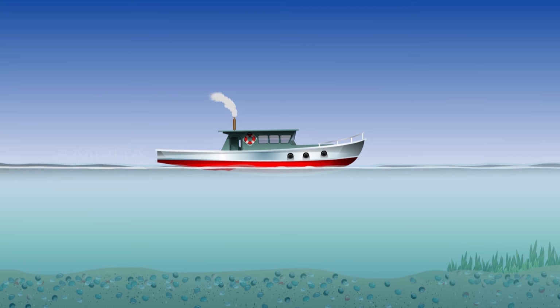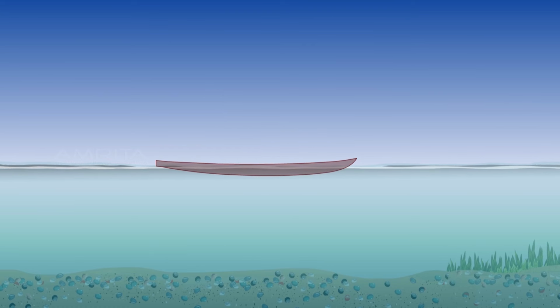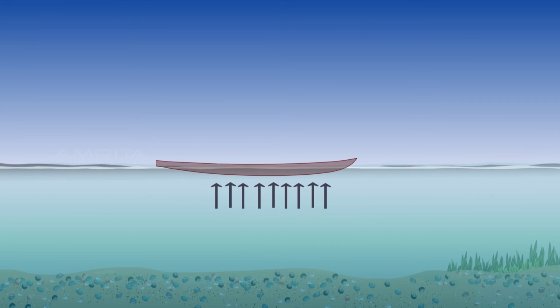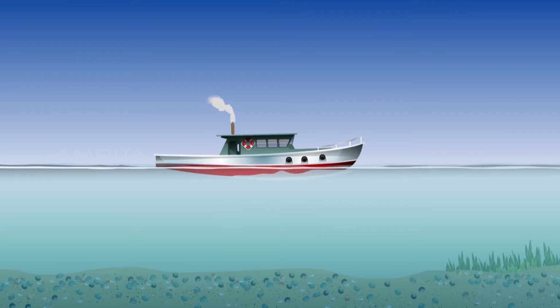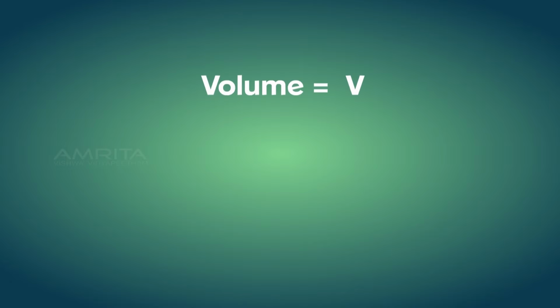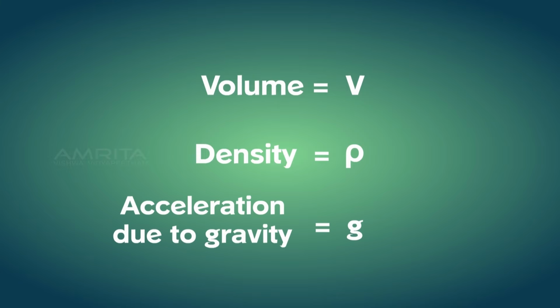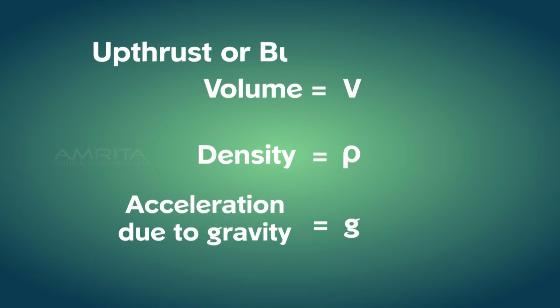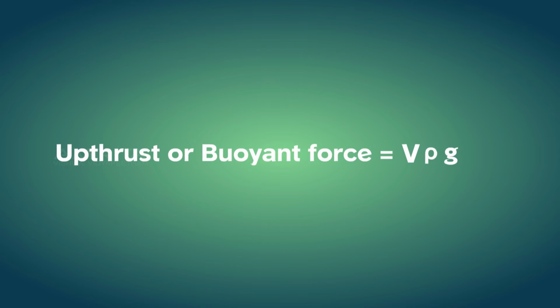An iron ship floats as it is hollow, filled with air and occupies more volume in water, and its density is less than water. Thus, the upthrust exerted by water on the ship is greater than the weight of the ship, letting it float. These examples indicate that the magnitude of the buoyant force depends on the volume V of the immersed part of the body, the density ρ of the fluid, and the acceleration due to gravity G. Thus, upthrust or buoyant force is equal to V ρ G.